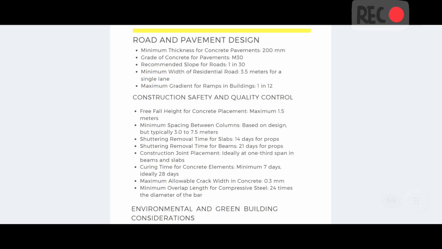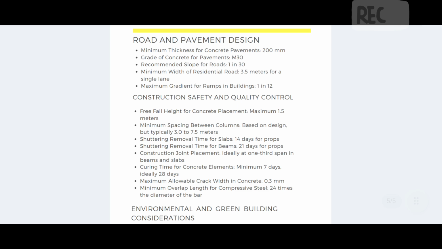Road and pavement design. Minimum thickness of concrete pavements should be 200 mm. Grade of concrete of the pavements is M30. Recommended slope of the roads 1:30. Minimum width of the residential road 3.5 meters for a single lane. Maximum gradient of ramps 1:12.